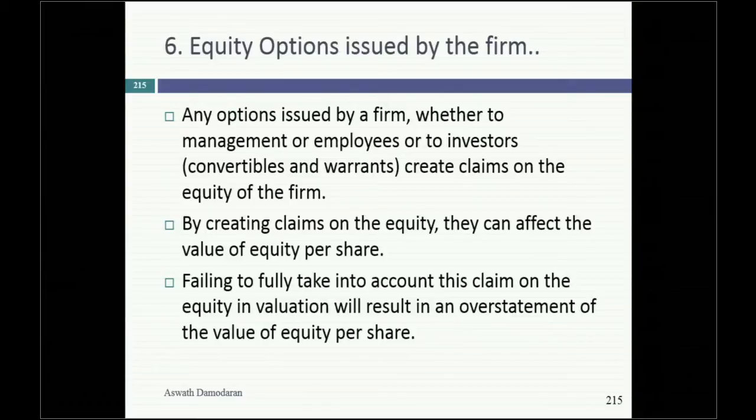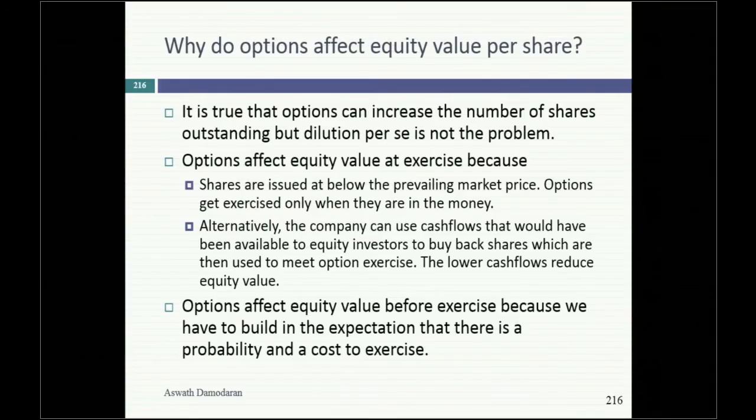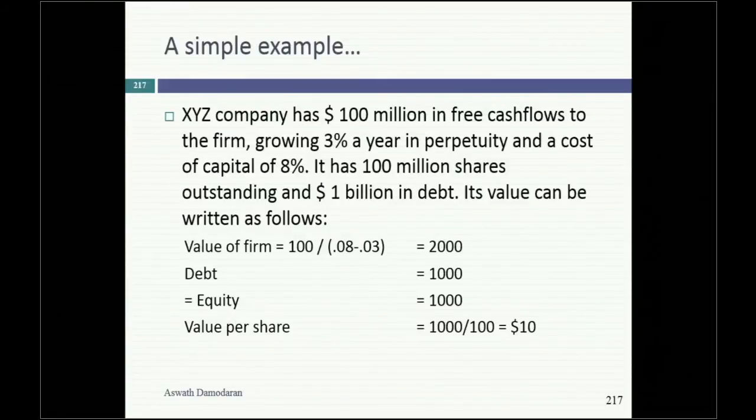So the question becomes, how do we factor in this expected future dilution when we don't know whether they'll be exercised and what price they'll be exercised at? The key here is to recognize that when you issue options, you've given somebody the right to buy shares at a fixed price, and that's going to happen only if the price is lower than the market price. So let's talk about different ways of dealing with options. I'm going to start with the most naive way of dealing with equity options and go all the way to what I think is the right way. Okay? So let's set up an example.